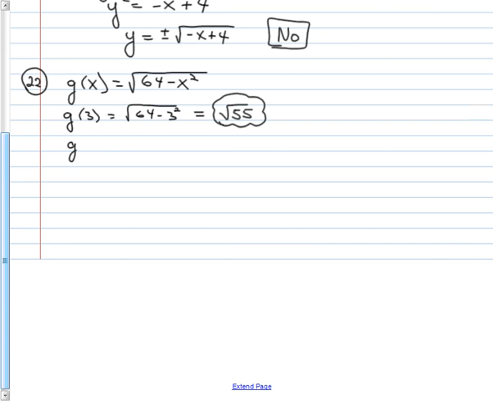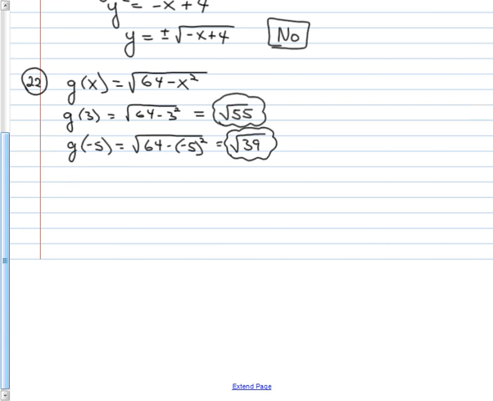G of negative 5. Same idea, just substitute a negative 5 in there. 64 minus, in parentheses, a negative 5 is being squared, which is a 25. What's 64 minus 25? 39. Square root of 39. Any perfect square? Nope. We're done.